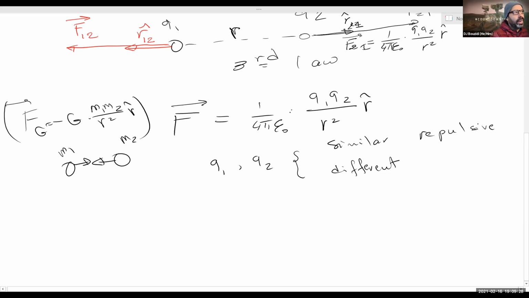Whereas if the signs are different, they are different kinds. Say, for example, I have a proton and an electron. Those are two different signs. One of them is positive, the other one is negative. So it's going to be attractive.